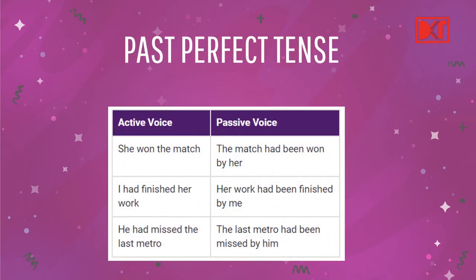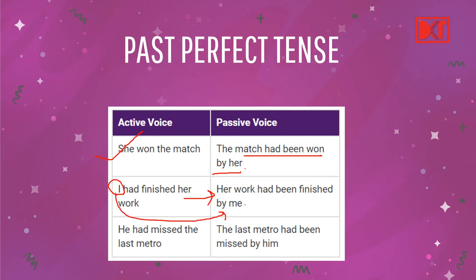Alright, so the next one is past perfect tense. Now past perfect tense, let's see how this one changes. Examples: she won the match. This one is converted to the match had been won by her. I had finished her work, then her work had been finished by me. You see, I was changed to me.